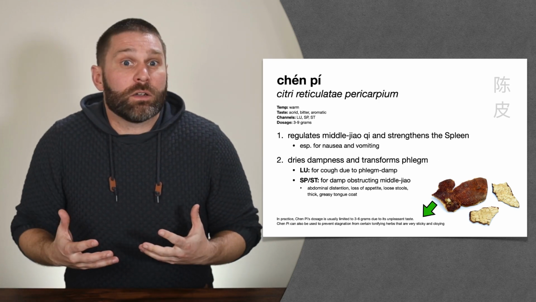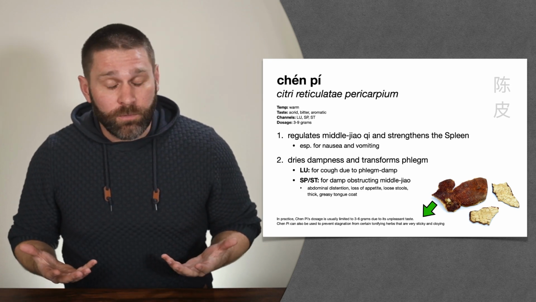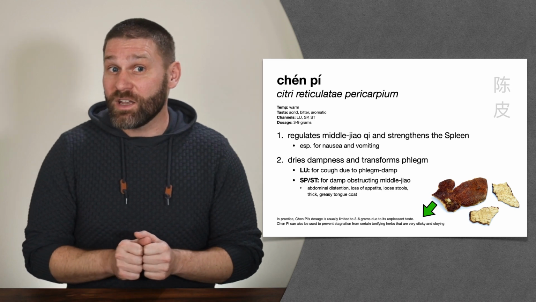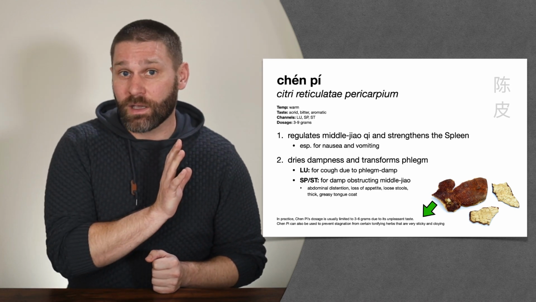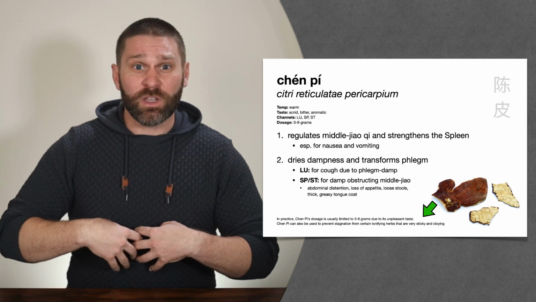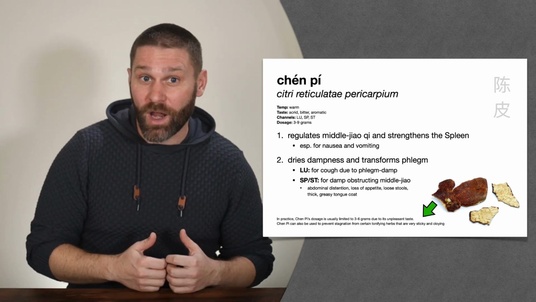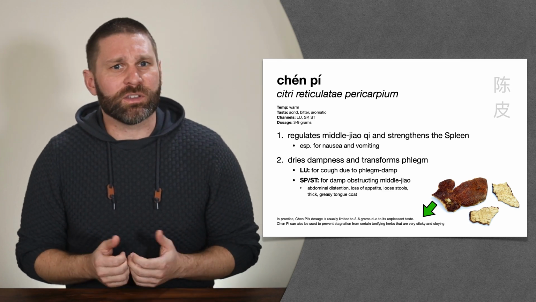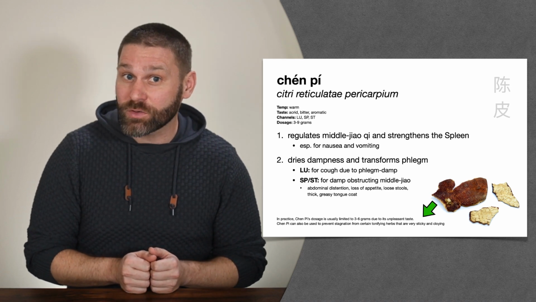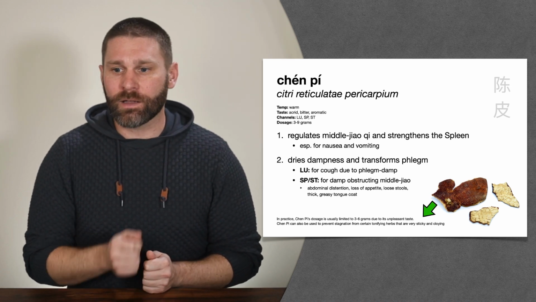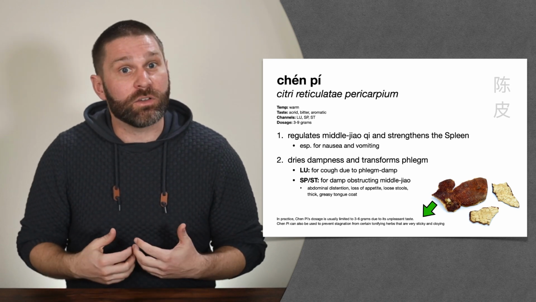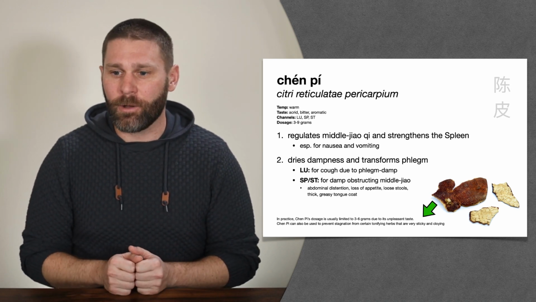So Chen Pi, it turns out, is a really good all-around herb for the spleen. Remember, we said that the spleen has a function of movement and transformation. Chen Pi is taking care of both of these things. It's strengthening the spleen, helping to move the qi, and helping to transform the dampness. We also say that the spleen is the source of phlegm and the lung is the house or the container of phlegm. And Chen Pi goes to both of those areas to treat the phlegm. So Chen Pi is also a really good phlegm herb.